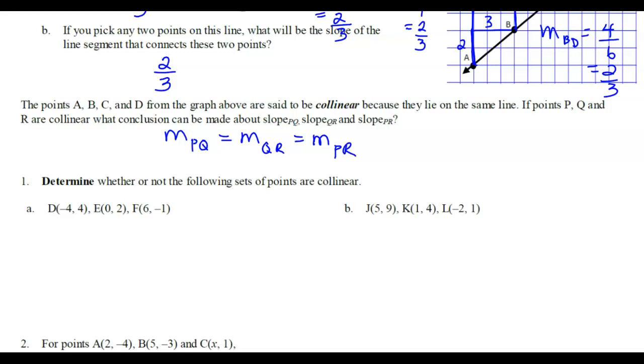All right, so now we have to determine whether or not the following sets of points are collinear. Okay, so you have to calculate the slope between any 2 points. So you might do slope of DE and slope of EF. So I'll give you a couple minutes, you calculate the slope. Remember the slope formula, again, I'll write it out for you. Determine means show work, so I need to see you putting those values into the slope formula and then simplifying it.